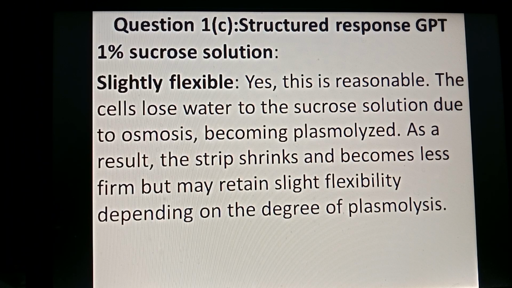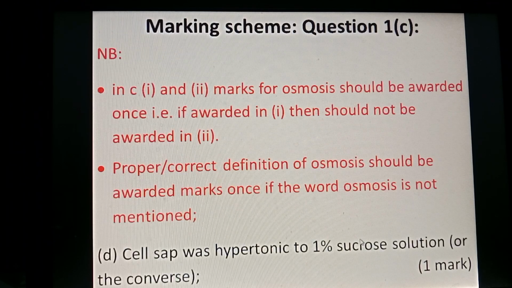For the 1% sucrose solution, when we say it is slightly flexible, it's reasonable because the cells lose water to the sucrose solution due to osmosis, becoming plasmolyzed. As a result, the strip shrinks and becomes less firm, but may retain a slight flexibility depending on the degree of plasmolysis.